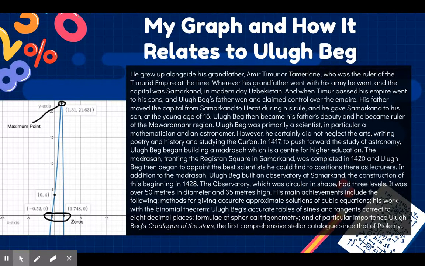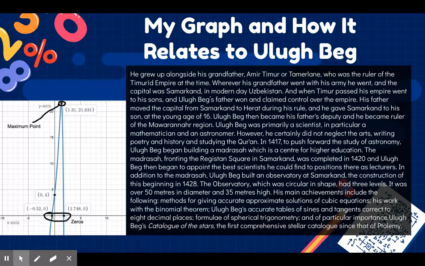In 1417, to push forward the study of astronomy, Ulugh began building a madrasa, which was a center for higher education. The madrasa fronted the Registan Square in Samarkand and was completed in 1420, and he appointed the best scientists to the positions as lecturers.